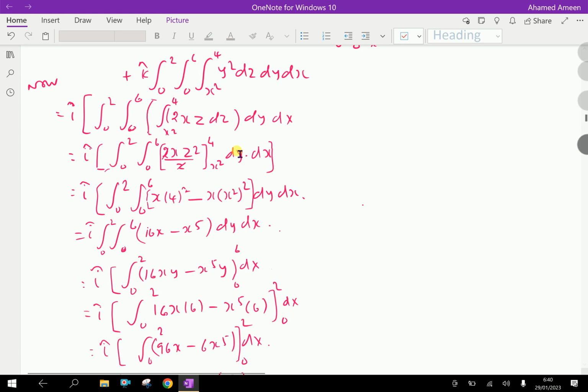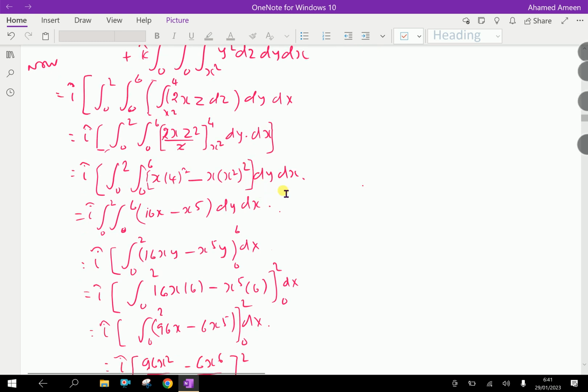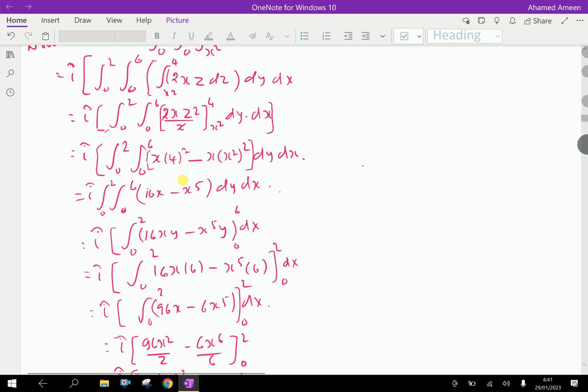Here we are applying the limits for z, that is 4 as the upper limit and x squared as the lower limit, that is x times x squared, the whole squared. Now with respect to dy and dx after that, first we will simplify this. 4 squared is 16, so 16x minus x to the power 5, since x squared to the power 2 is x to the power 4, into x is x to the power 5, dy dx. This we have done with respect to dz.